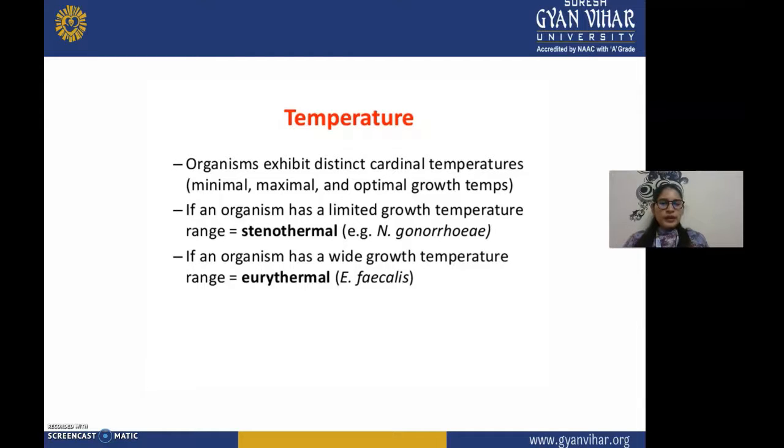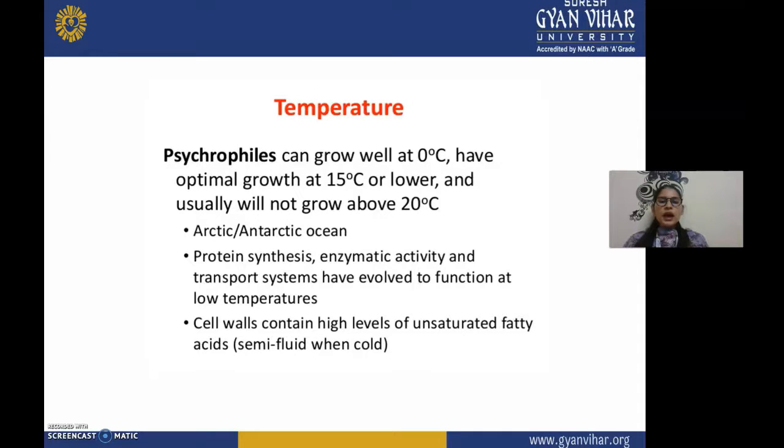So, if an organism has a limited growth temperature range, we call it stenothermal. And if an organism has a wide growth temperature range, we call it eurythermal. So, for example, we have E. coli.